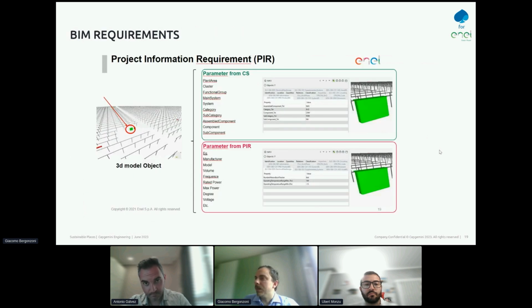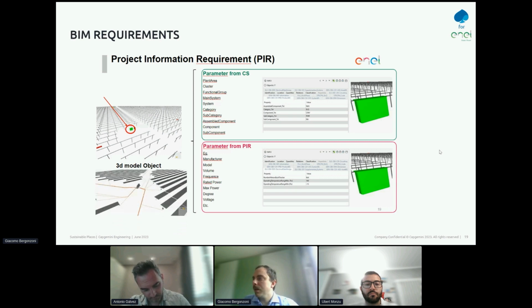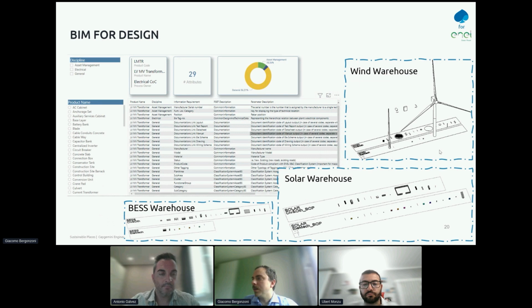And here you can see all the data that are standardized inside the BIM object, in this case of solar plants, and not only for the equipment, but also for wire on the building. Also, a library was developed, standard libraries for different assets, like for a wind plant warehouse, solar plant warehouse, BESS warehouse.